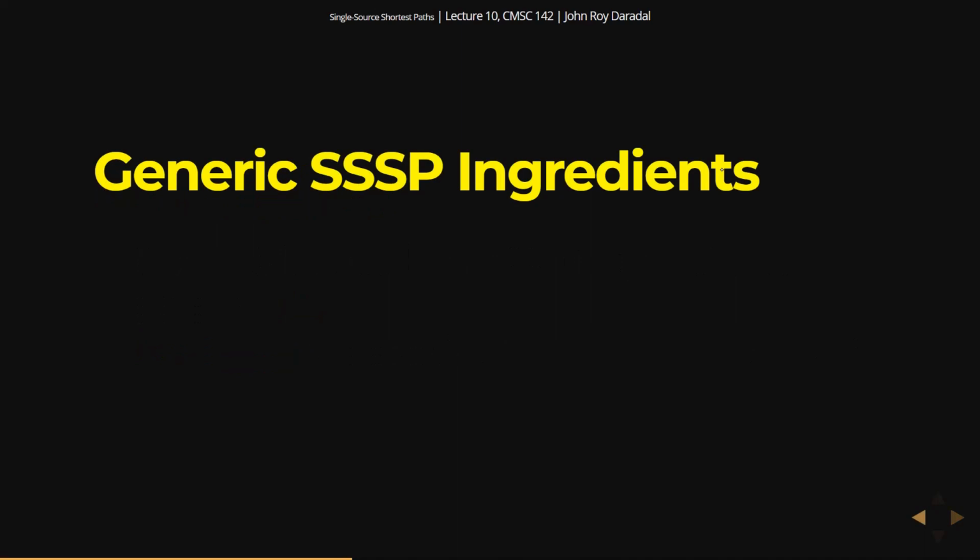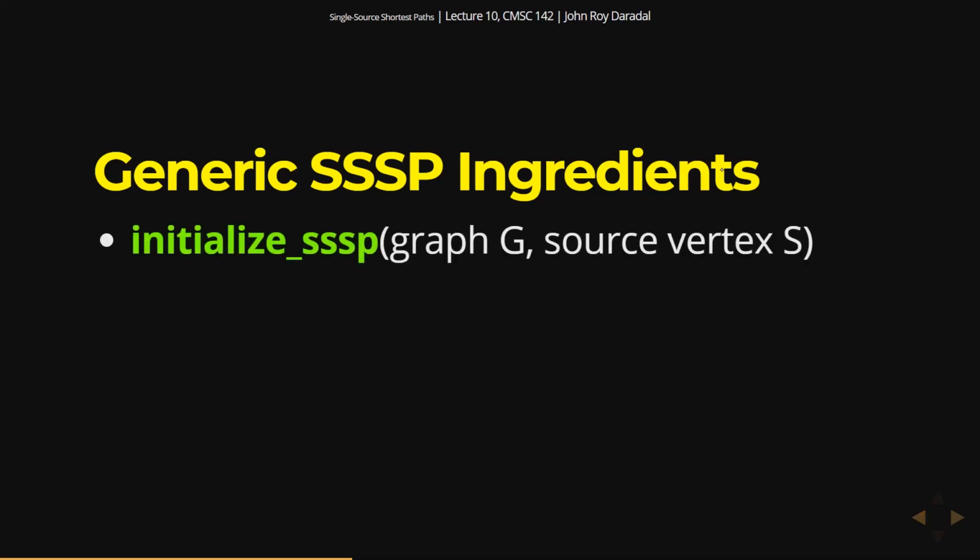Okay, now, before we move on to other SSSP algorithms, there are actually some generic ingredients for each SSSP algorithm, and we will see that here. So first is initializing SSSP values. You're given a graph G and source vertex S. We'll see what we'll do for this method in a while. And then we will also see something called relax AB. We'll also see what that means later.